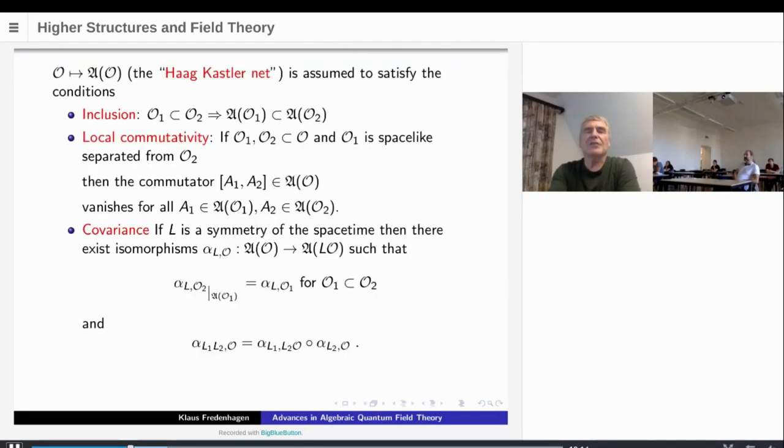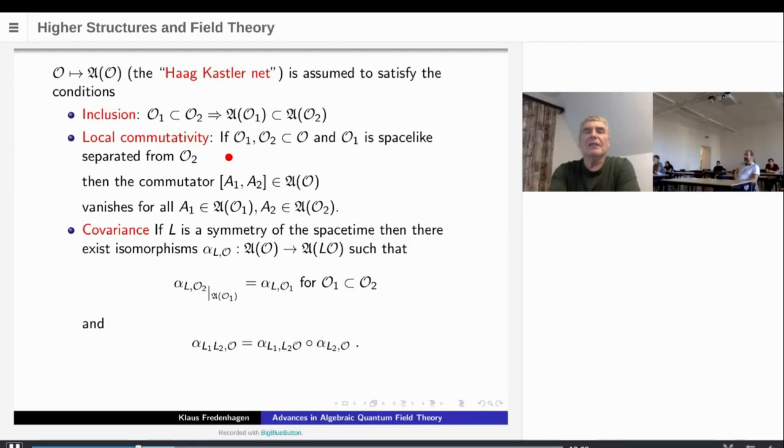Now, we have this association of regions to algebras, the so-called Haag-Kastler net, and it is assumed to satisfy the following conditions. First, the condition that O1 is a sub-region of the larger region O2 leads to the idea that the algebra A of O1 is contained in the algebra A of O2, and this inclusion means also that, since these are C-star algebras with unit, the unit of the smaller algebra is also the unit of the larger algebra. This is the inclusion of subsystems, so this looks rather obvious from a mathematical point of view.